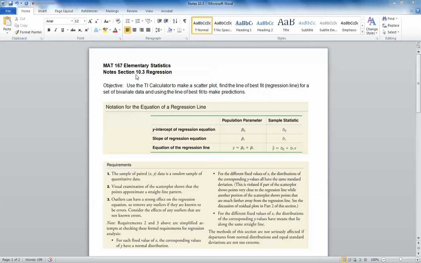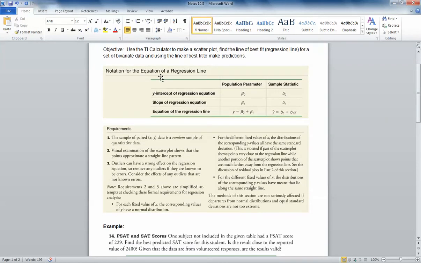In this video, we'll look at section 10.3 regression, and our objective is to use the TI calculator to make a scatter plot, find the line of best fit or regression line for a set of bivariate data, and use the line of best fit to make predictions. Notation for equation of a regression line.